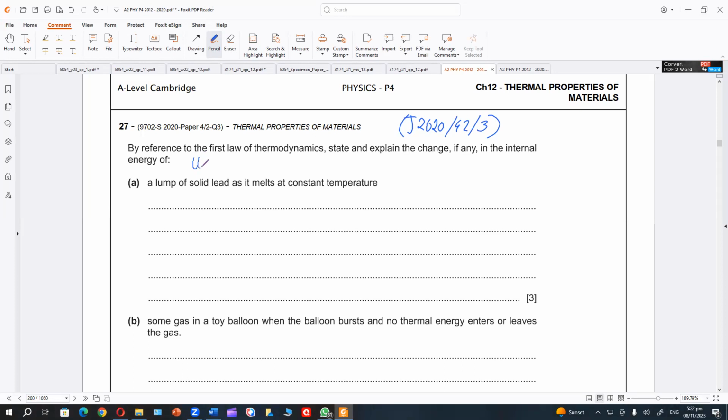Internal energy consists of two things, EP plus EK. Potential energy depends upon intermolecular forces, and EK is a function of temperature.